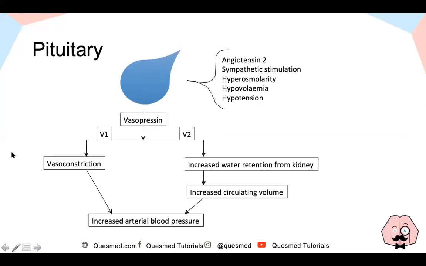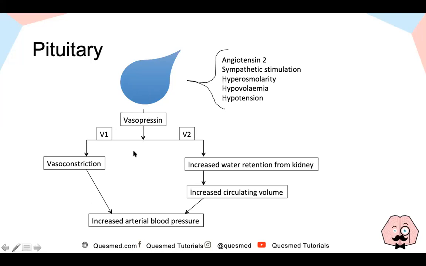Okay, so we'll start with the pituitary. The pituitary releases vasopressin. It's stimulated by a number of things. Hyperosmolarity is an increase in the number of osmotically active particles in the blood, so it's very closely linked with hypovolemia. We've also got hypotension, so low blood pressure, and then we've got our sympathetic stimulation and angiotensin II. We're going to talk about the angiotensin II later, so don't worry about that one for now.